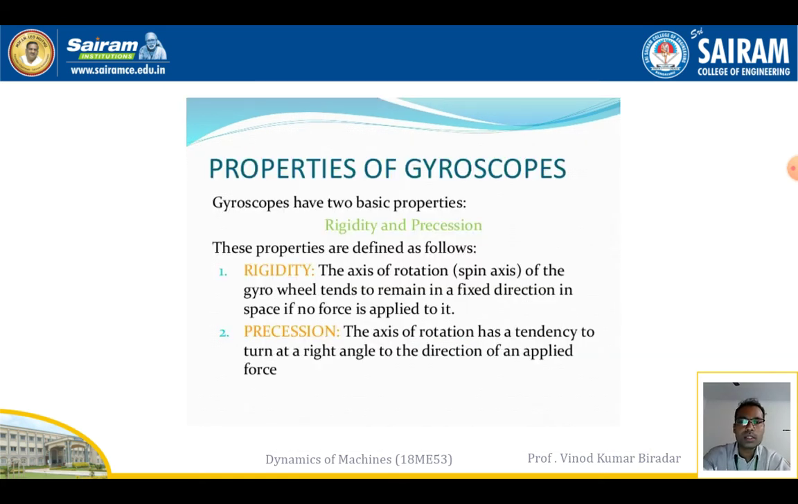Now, what are the different properties of a gyroscope? A gyroscope has two basic properties, rigidity and precession. These are the two very important terms related to the gyroscope. The first one is rigidity.